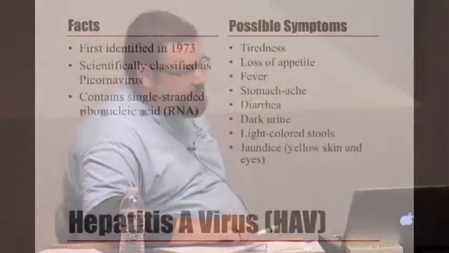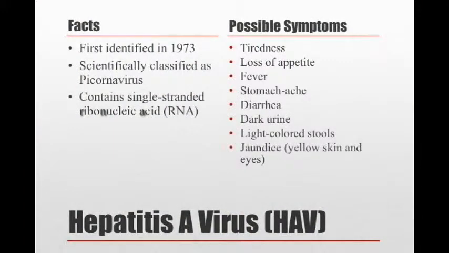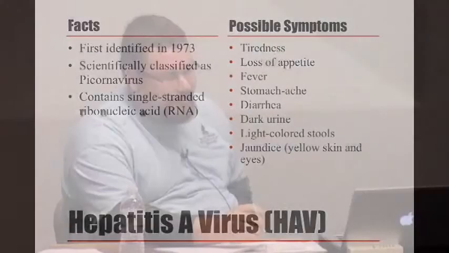First up is hepatitis A virus, or HAV. It was first identified in 1973. It is a single-stranded RNA virus. Some possible symptoms of hepatitis A include tiredness, loss of appetite, fever, stomachache, diarrhea, dark urine, light-colored stools, and jaundice, that is, yellow skin and eyes. Basically, you really, really don't want to get it.